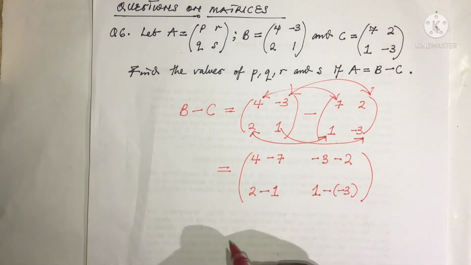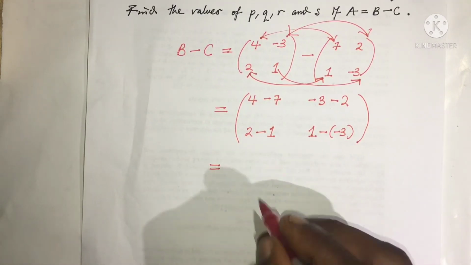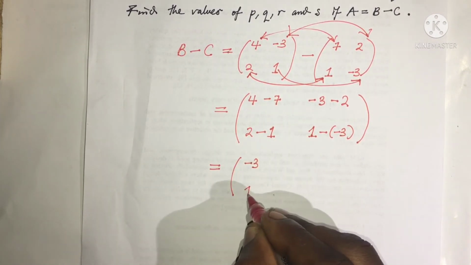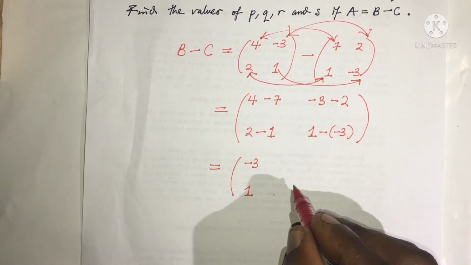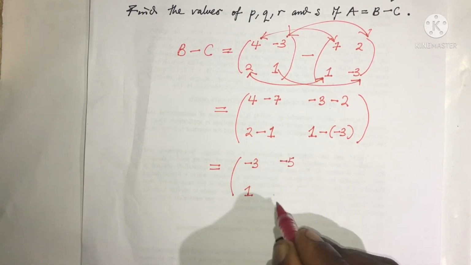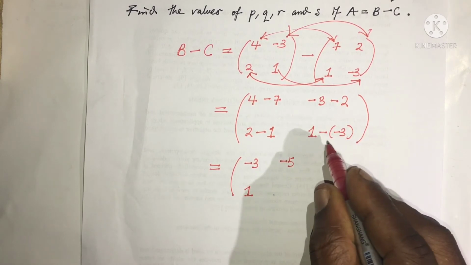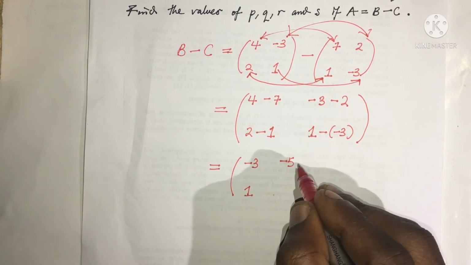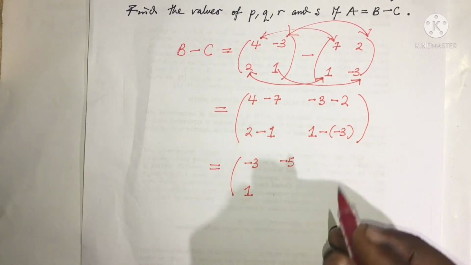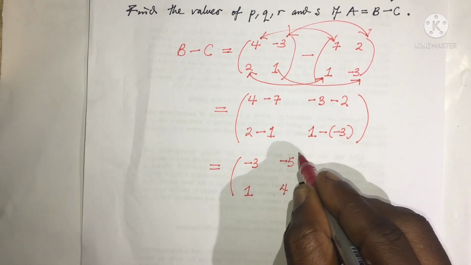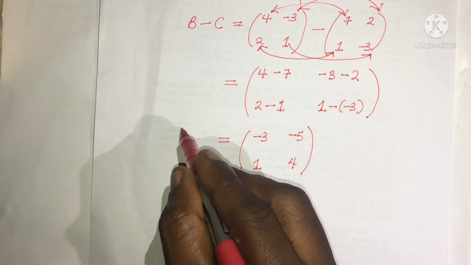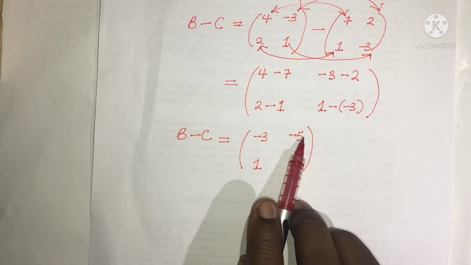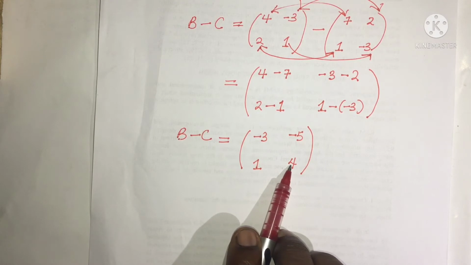Now 4 minus 7 would give you what? 4 minus 7 will give you minus 3. 2 minus 1 will give you 1. Minus 3 minus 2 will give you minus 5. 1 minus minus 3. Minus times minus will give you plus. So 1 minus minus 3 is equivalent to 1 plus 3. And that will give you 4 as your result. So to the problem B minus C, we have obtained the result minus 3, minus 5, 1, and 4 in a 2 by 2 matrix.